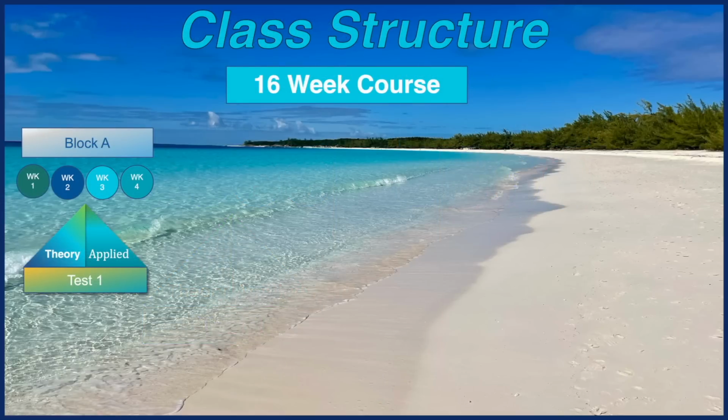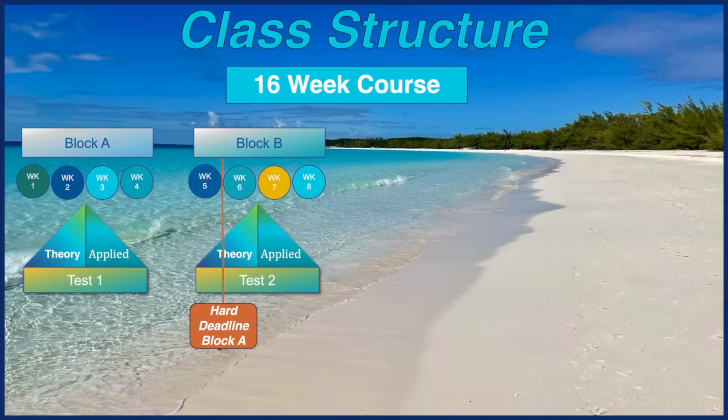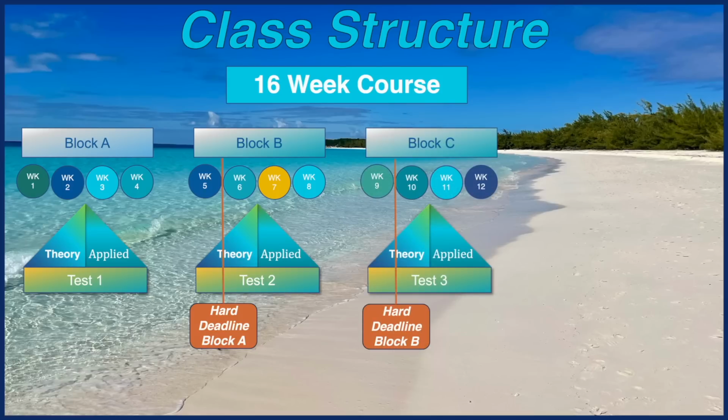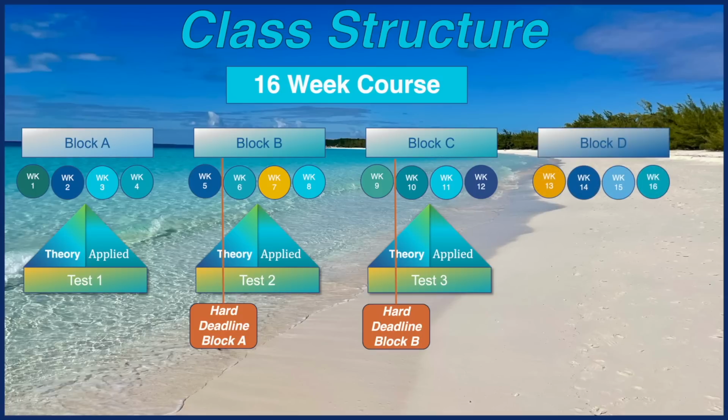Block A is weeks 1, 2, 3, and 4. When we get to block B, the hard deadline for A is at the end of week 5. We move into the third block. The hard deadline for block B is the end of week 9. The last block, hard deadline for block C, is at the end of week 13.